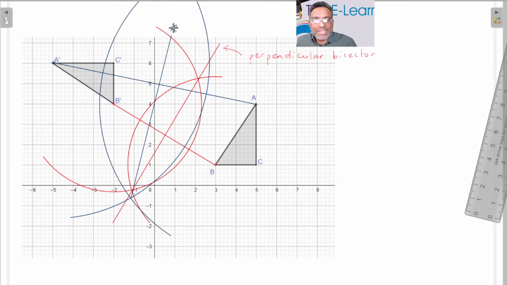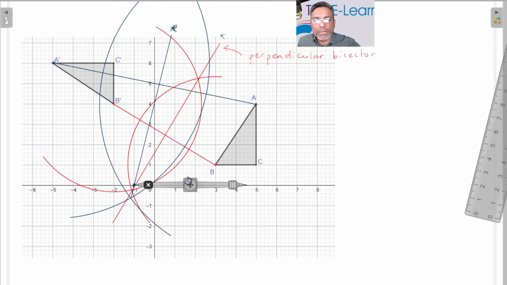So you're looking to see where this line and where this line intersect. You will notice that both of them intersect at that point there. That there represents our center of rotation. Now, if you think that's the center of rotation, then all you need to do is to take a compass again and do a double check.